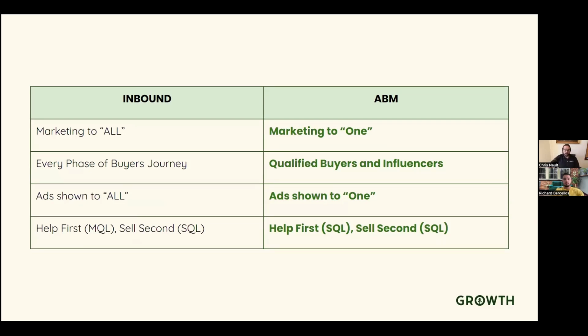And when you're helping first with inbound, you're really talking to marketing qualified leads. And then you're selling second to hopefully the sales qualified contacts. With ABM, you're helping and you're selling to the sales qualified leads. And I think this is a really powerful differentiator of the two programs. In 2024 and beyond, companies that want to grow need to have both.